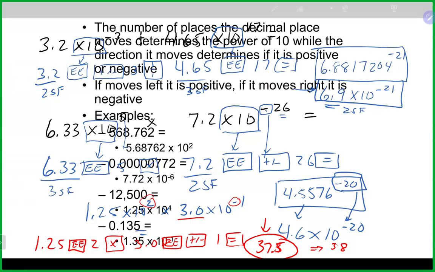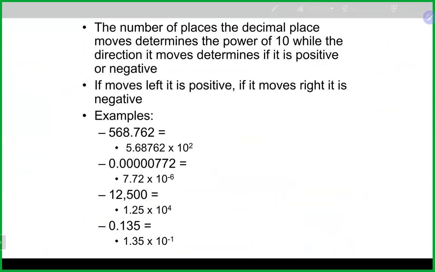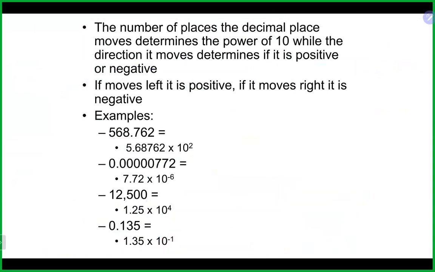Here's some examples, when I get rid of everything I wrote on this. All right, so again, just some examples, moving numbers back to scientific notation. Here we do need to go to the left 2 places. So we have 5.68762 times 10 to the 2.